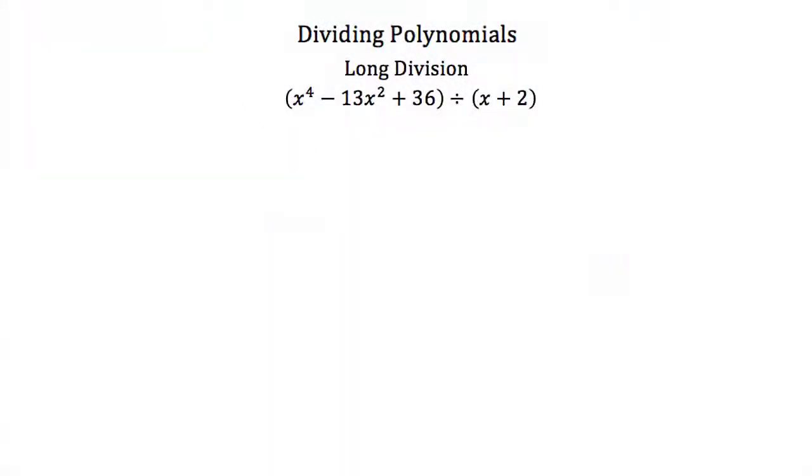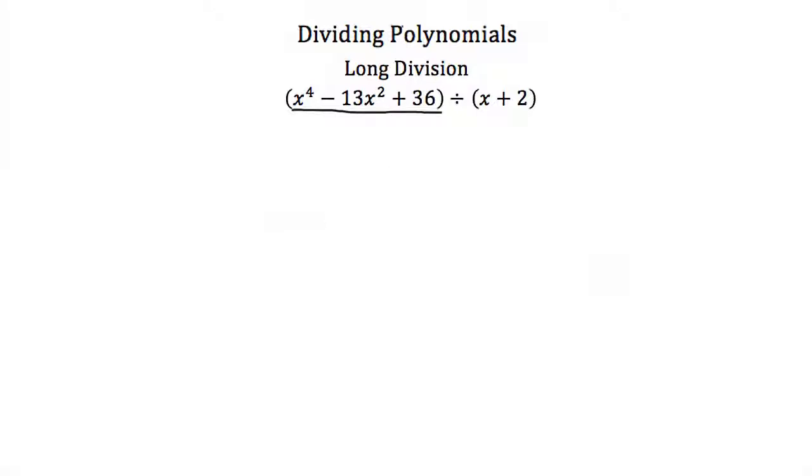Now let's look at another example of polynomial long division. Here I have x to the fourth minus 13x squared plus 36, and I'm going to divide it by x plus 2. But notice that this x to the fourth minus 13x squared plus 36 has no x cubed term and has no x term. When we do polynomial long division, we have to write those terms in.